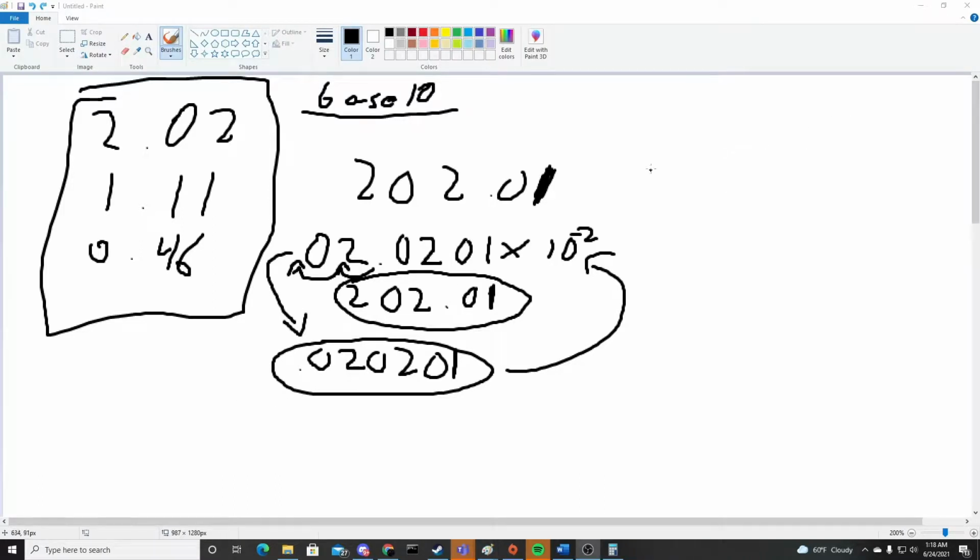And so if we write out this number again that we had before, we have 2.0201 times 10 to the second.